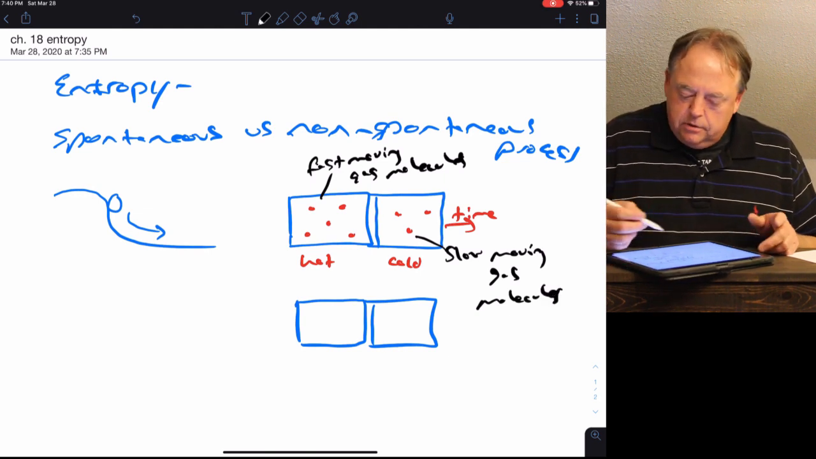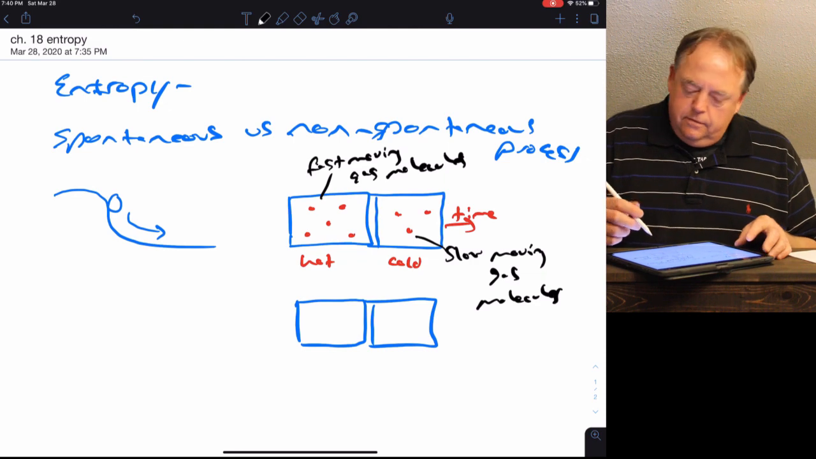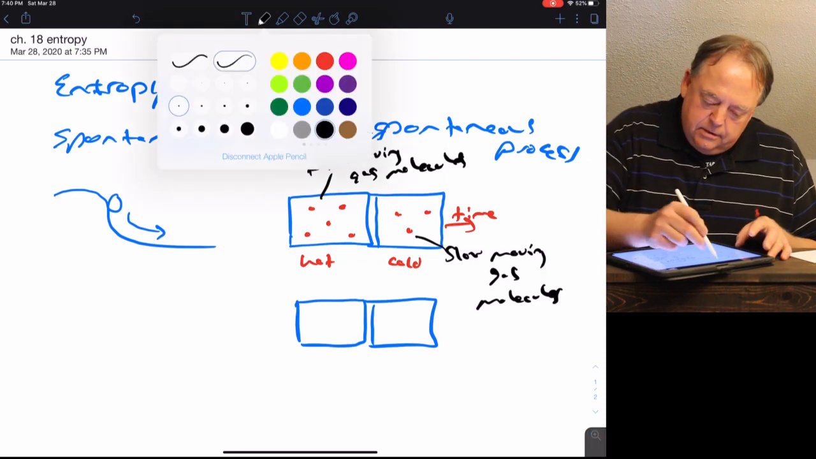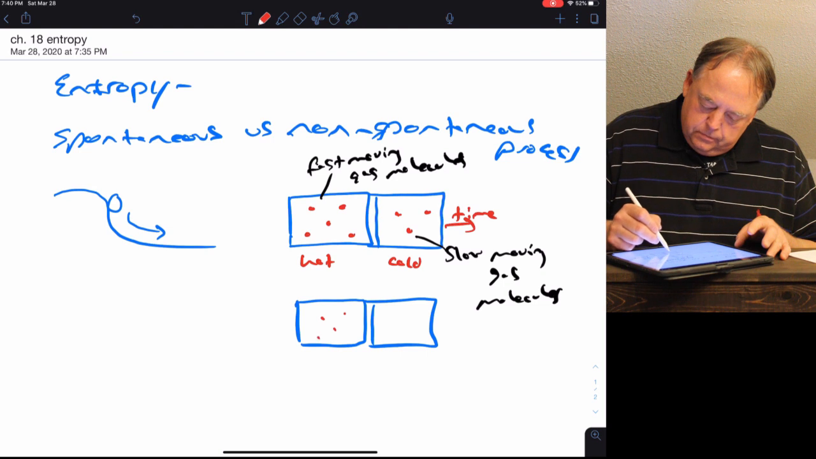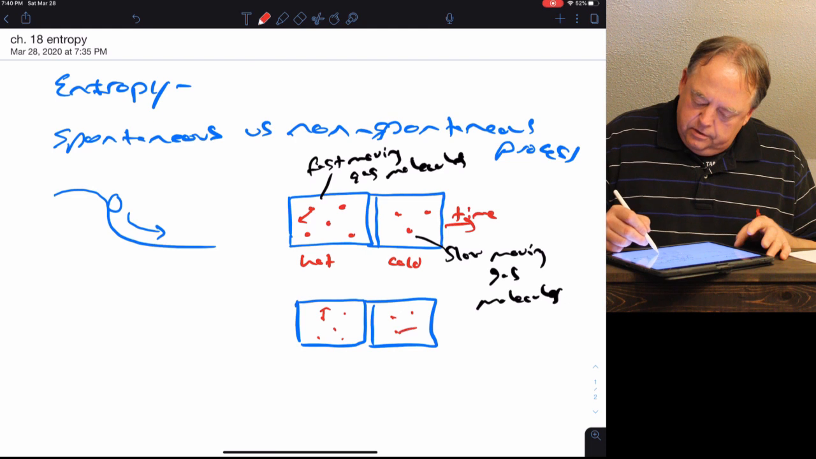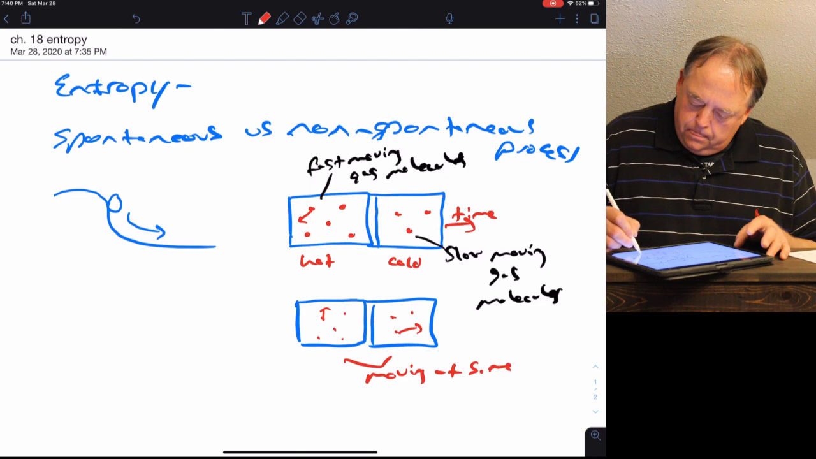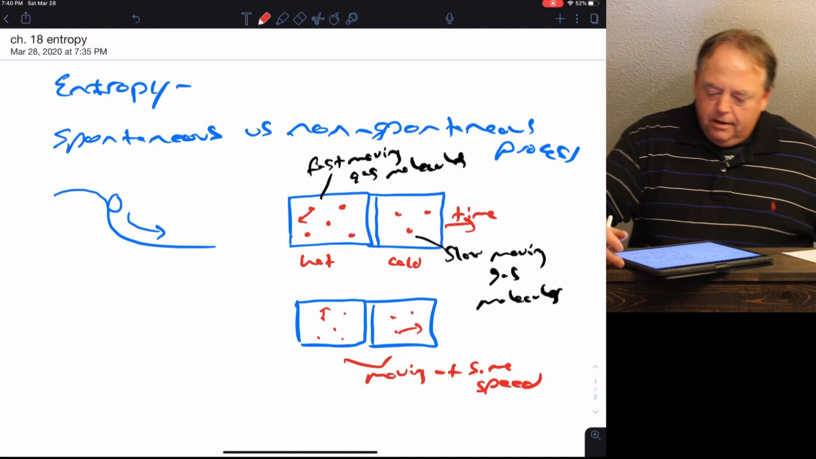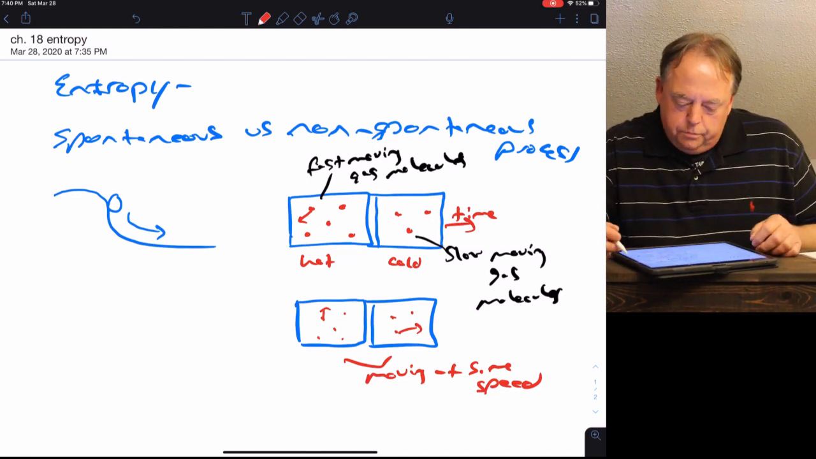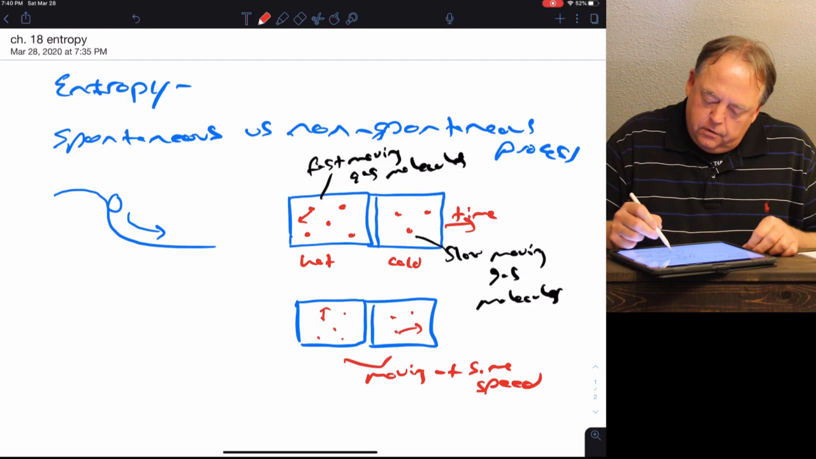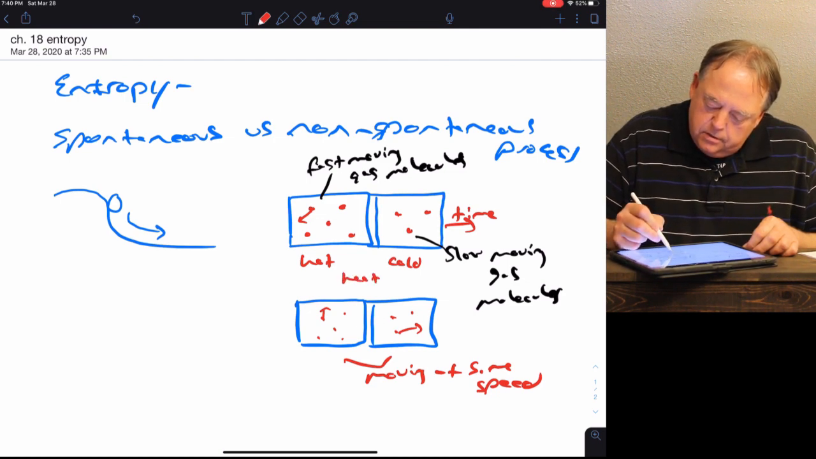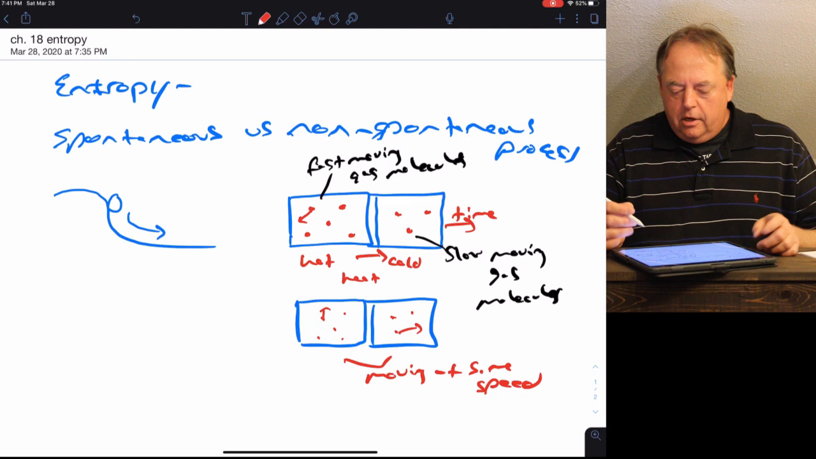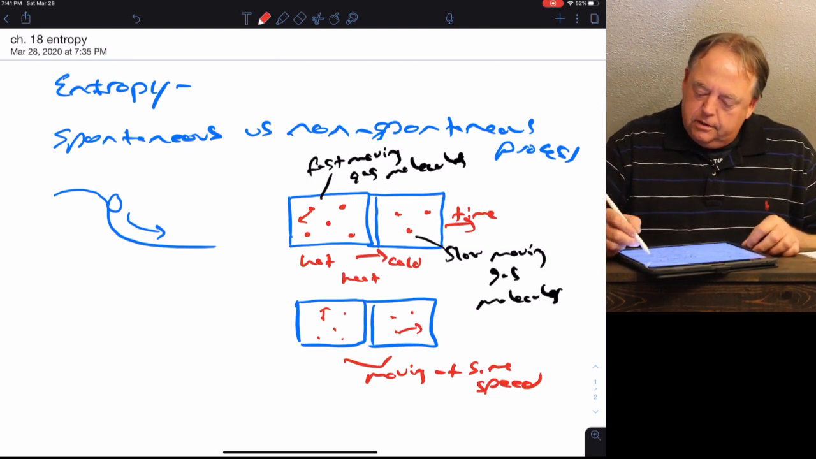So over time, what's going to happen? If you set this up and then came back a few hours or a day or two later, what would you expect to find? These are moving, these are moving. They would be moving at the same speed, right? Because basically what's happened is there's been a flow of heat from one chamber to the other, and that was a spontaneous process.